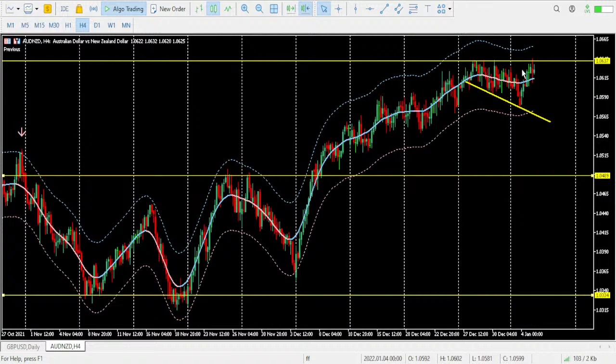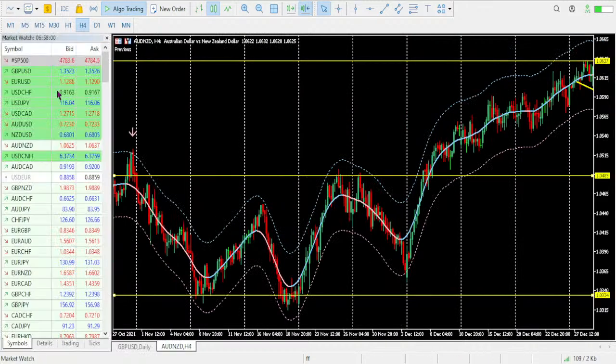If the price can go above and break beyond this yellow line, then we'd like to see some pullback before the price can extend itself to the upper side. So if the price goes above and breaks beyond this level, then I'd like to see some pullback to the same place before we pick a buy position. So this is my opinion on AUD NZD.